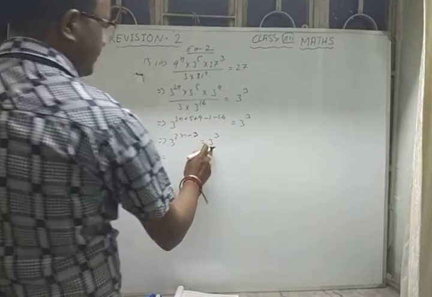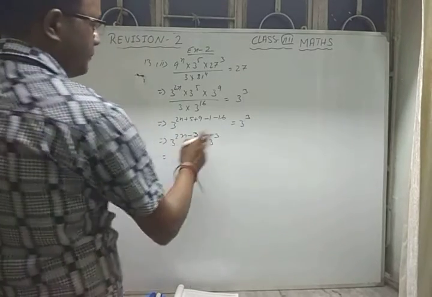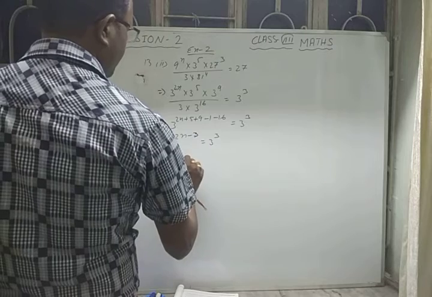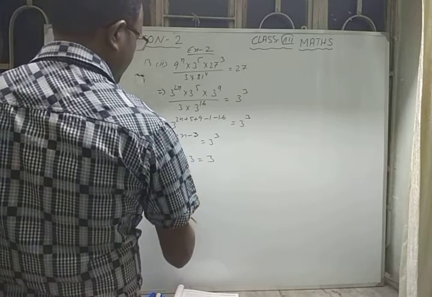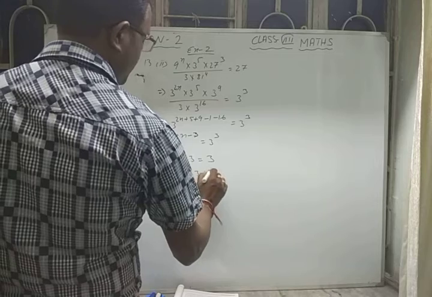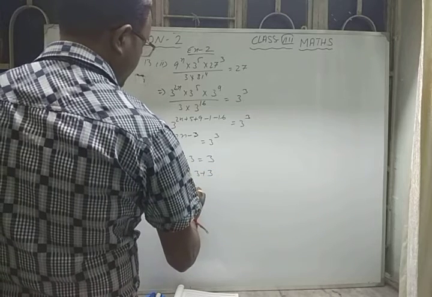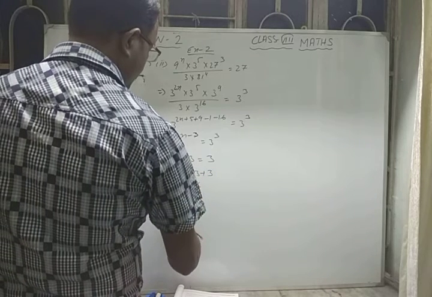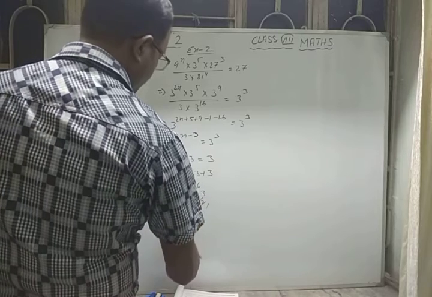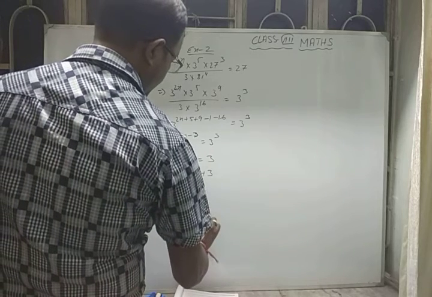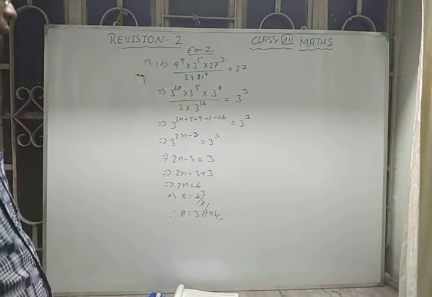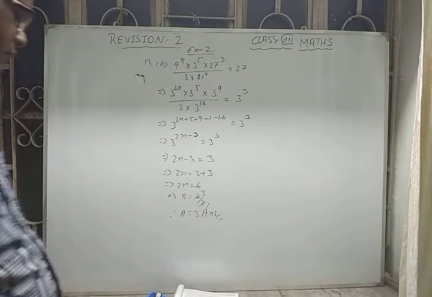So now the bases are the same, according to the last law. When bases are the same, powers are equal. So it will become 2n minus 3 equals 3. So 2n equals 3 plus 3, because when you bring this 3 to this side, it becomes plus. So 2n equals 6. So now n equals 6 by 2. Therefore the value of n is 3. So this is a very important law, and you should remember it. In this way you have to do these sums.